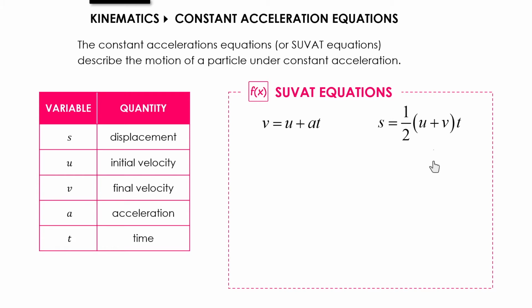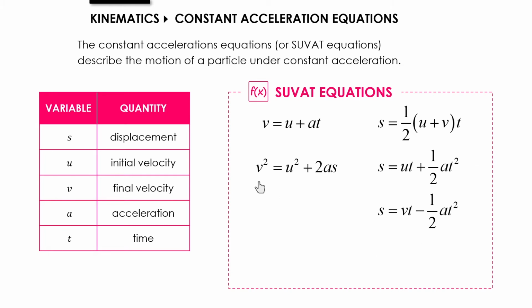Now, these 2 equations can be seen from the graphs of motion under constant acceleration. And from these 2 equations, we can derive 3 more. V squared equals U squared plus 2AS, S equals UT plus half AT squared, and S equals VT minus a half AT squared. So some things I'd like you to notice about these equations.